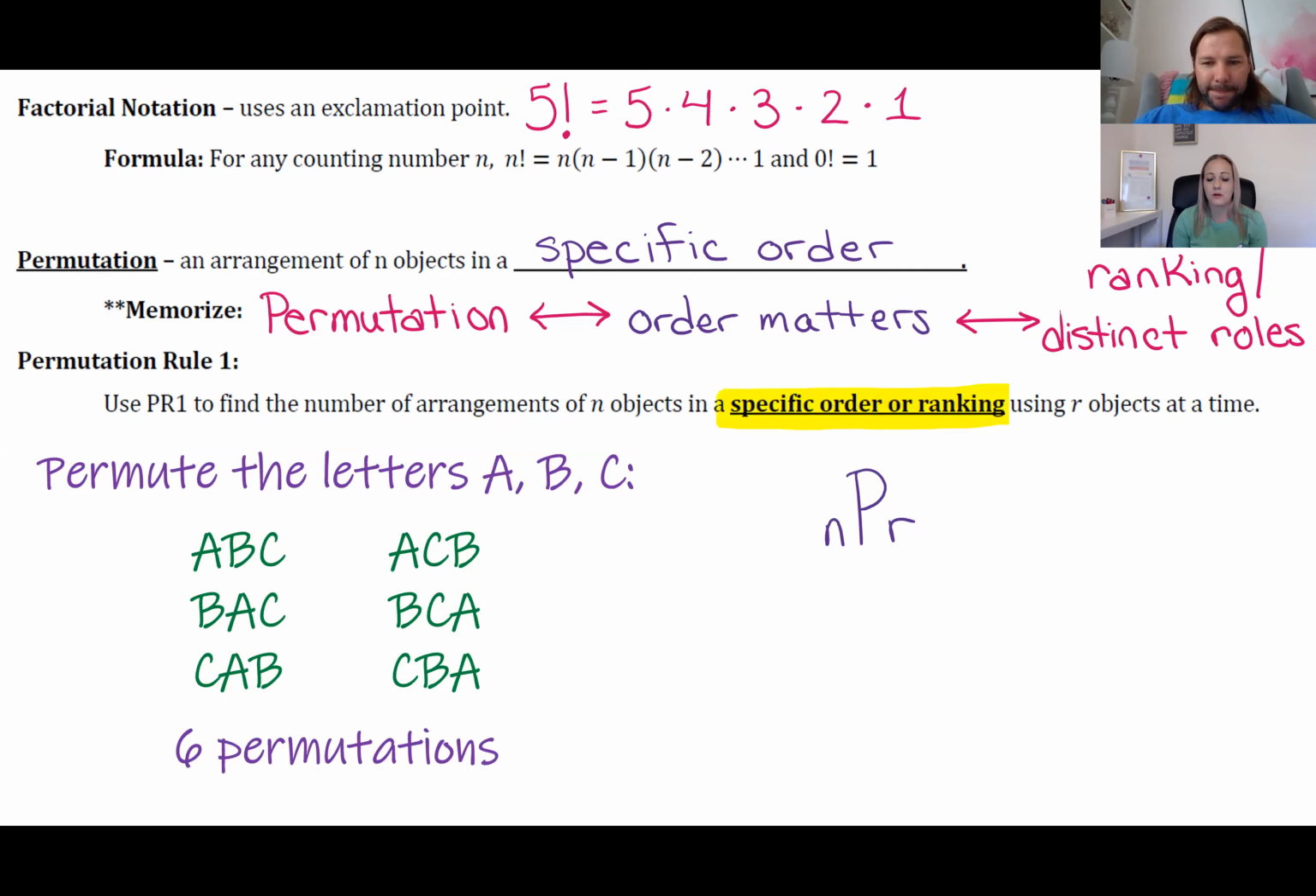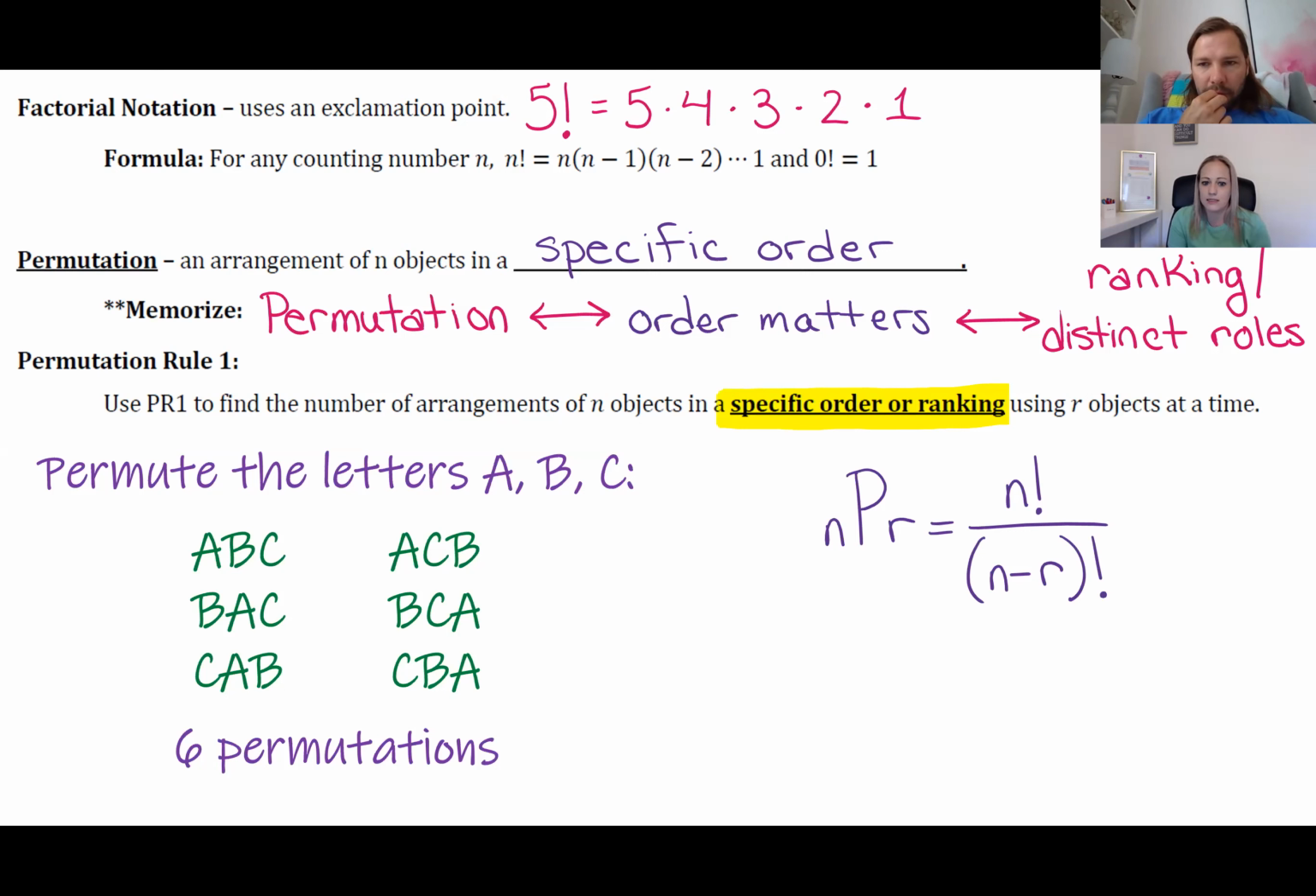Now, the actual formula for this and the notation is going to be nPr. So we use a capital P to denote a permutation, and then the n and r are little subscripts. And the formula is n factorial over (n minus r) factorial. So n is the total number of objects, r is however many you're permuting at a time. You just plug those into the formula and simplify it out.